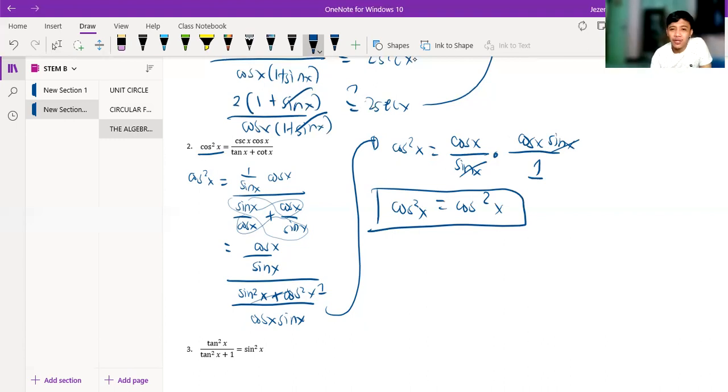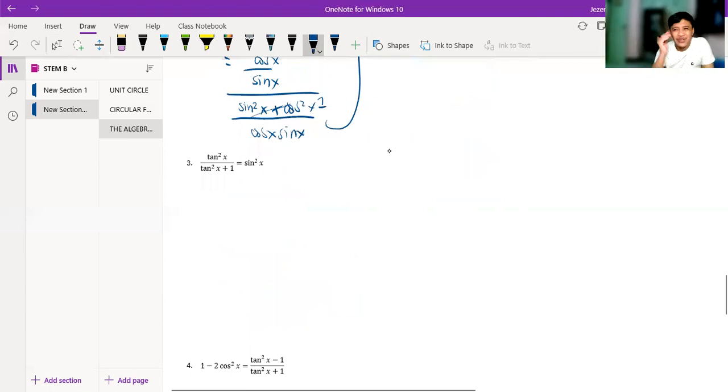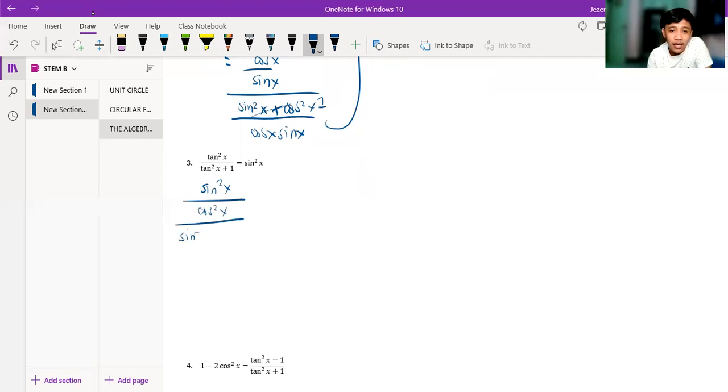And then, number 4. Number 3. Sorry, nabigla naman tayo. Number 3. So, tangent squared x over tangent squared x plus 1 equals sine squared x. Okay? So, ano na natin? Lagyan na natin sine squared x over, so iwanan natin itong sine squared x na kasi siya ang mas madali. Cosine squared x over sine squared x over cosine squared x plus 1. Then, ano natin itong baba?